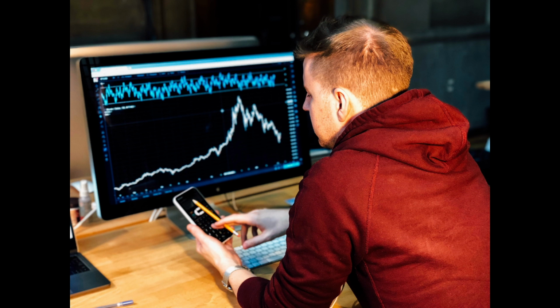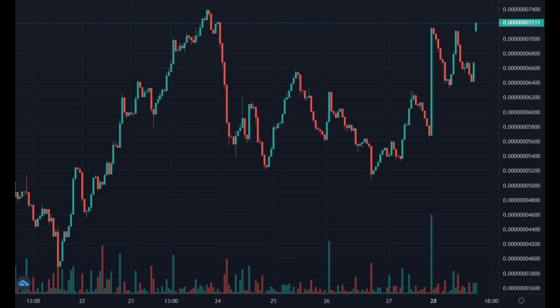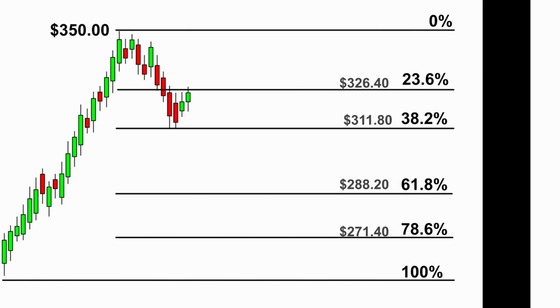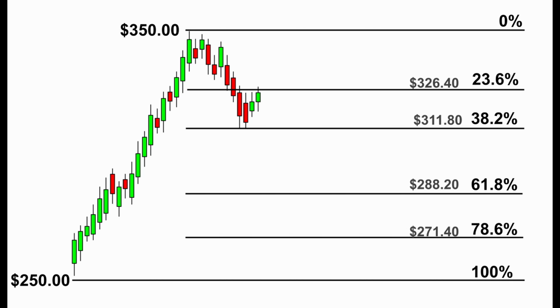How can we calculate the Fibonacci retracement ratio? To apply the tool correctly, we first need a complete trend. The Fibonacci retracement tool will measure the length of the trend, then divide out the four key levels. In the example above, let's assume the uptrend started at $250 and topped out at $350 for a gain of $100.